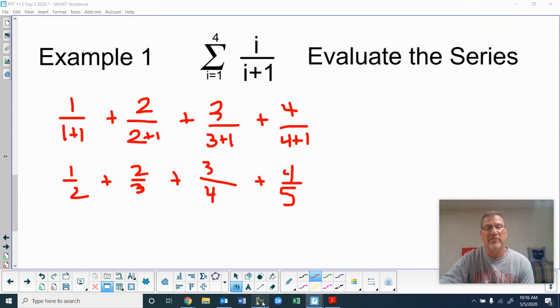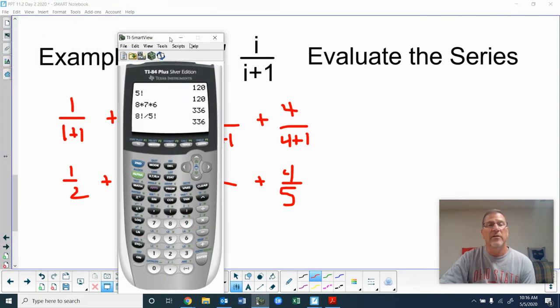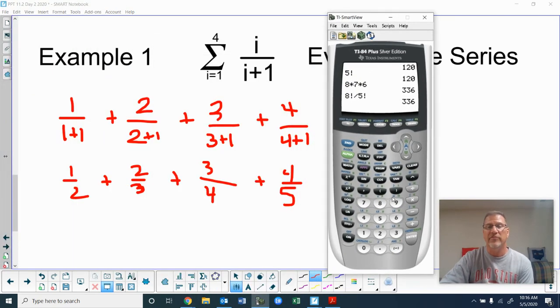Remember, when we use this calculator, we're putting parentheses around fractions. So parentheses, 1 divided by 2 is our 1/2, plus 2 divided by 3, plus, oops, forgot my parenthesis, 3 divided by 4 for 3/4, and then 4 divided by 5.